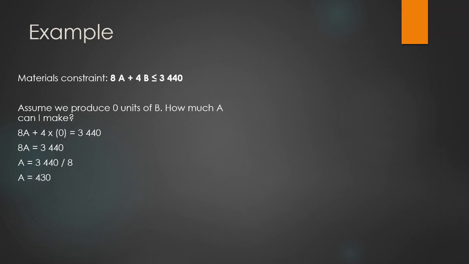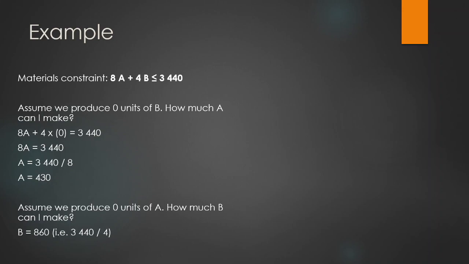3,440 divided by 8. Next, we assume that we produce 0 units of A and ask how many units of B can I produce. Following the same logic, we find that we can produce 860 units of B, being the 3,440 units of materials divided by 4 units of material per unit of B.